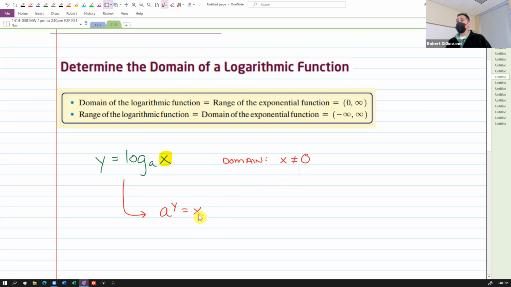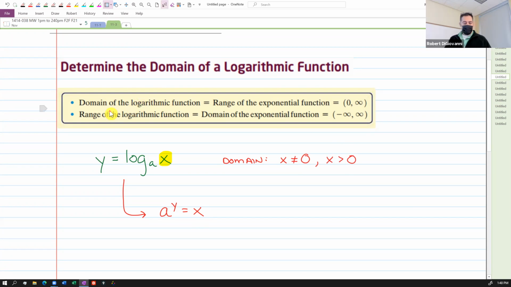Could we have negatives here? No negatives, right? Because again, an exponential function can never be negative. So not only can x not be 0, x has to be greater than 0, right? Can't be negative.